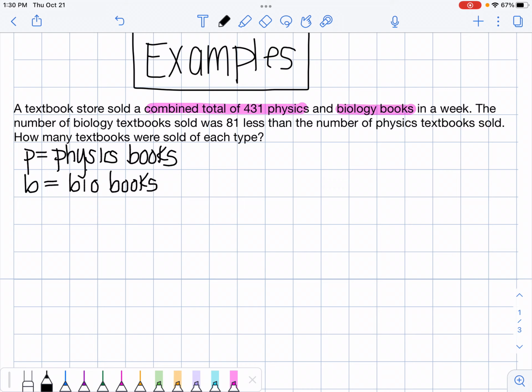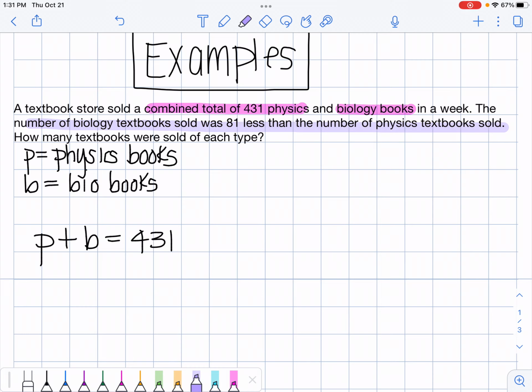Okay. It told us that we have a combined total of 431 physics and biology books, which means that physics plus biology is equal to 431. That's how many were sold. Okay, so let's keep reading. It says the number of biology textbooks sold was 81 less than the number of physics textbooks sold.